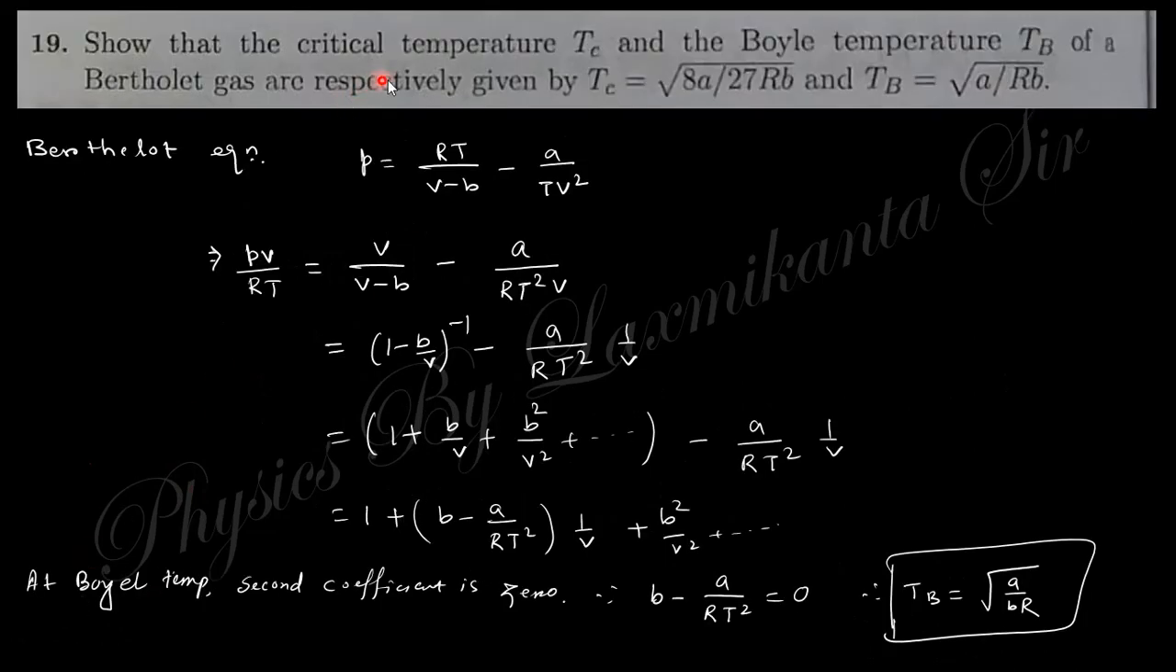Next one. The critical temperature Tc and the Boyle temperature Tb of the Berthelot gas respectively, Tc equals this and Tb equals this. Already proved in the previous lecture. I do not want to prove this one, but we want to prove this one. This is the Boyle temperature for this equation. So this is the equation, and you know at the Boyle temperature the second coefficient must be 0. So you just expand this one, and just rearranging you will get this equation, and this is the square, that's why there is root under a by br. Clear? So this is the Boyle temperature. I think it is clear, and Tc was already obtained in the previous lecture.